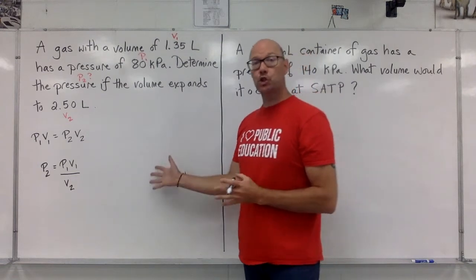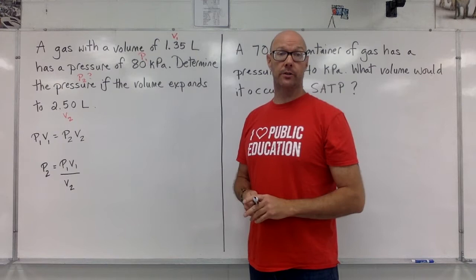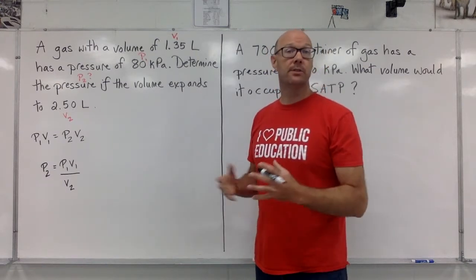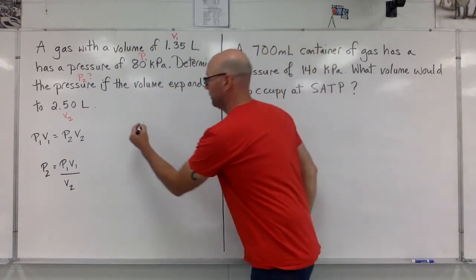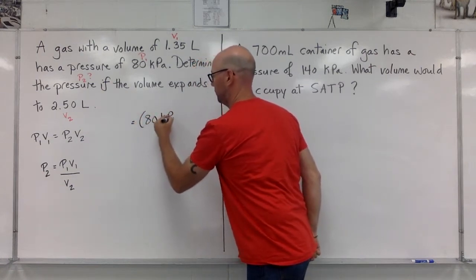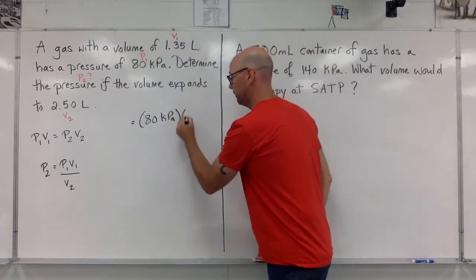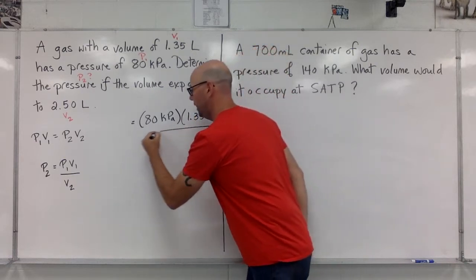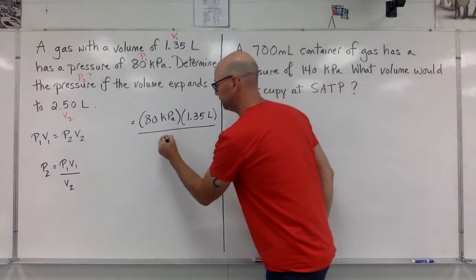Again, we don't have to show our work like that. However, it might be your style, it might help you to feel organized. P1 V1 divided by V2. Let's substitute the values in. P1, it's 80 kilopascals. V1, 1.35 liters. This is divided by V2, 2.50 liters.